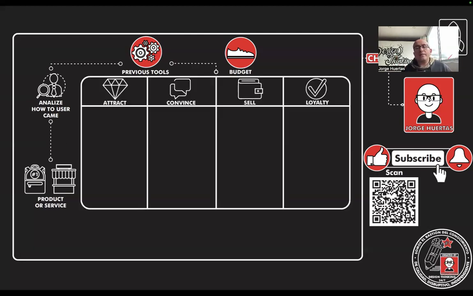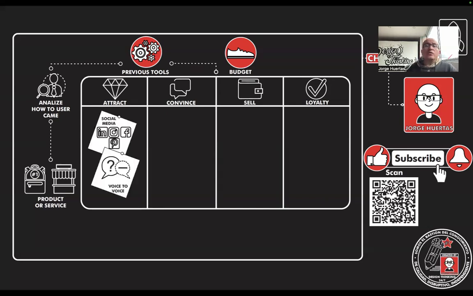Keeping that in mind, you start. This is the map. How are you going to attract the customer? How are you going to convince him or her? How are you going to sell? And how are you going to develop loyalty? So the first thing is that normally the attraction nowadays comes from two main things. Social media, if you see advertising that is something very flamboyant, something that catches your eye, or voice to voice. It means if your mother or any of your friends recommend you something. Voice to voice is an extremely good thing because when you recommend something, it's because you really like it. So you are already loyal to the brand or the product or service.